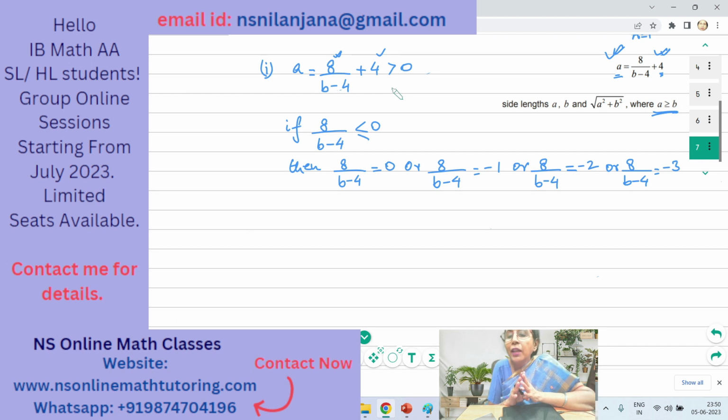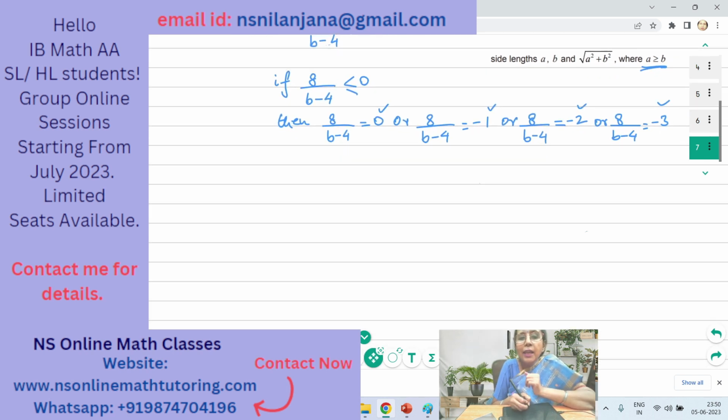But we cannot have 8 over (B minus 4) equal to negative 4. Because if 8 over (B minus 4) is equal to negative 4, then negative 4 plus 4 will be giving a 0 value for A, which is not valid. A cannot have a value of 0. If 8 over (B minus 4) is equal to negative 5, then 4 minus 5 will be negative 1. A cannot be a negative number. So, 8 over (B minus 4) can have a value of 0 or negative 1 or negative 2 or negative 3 or positive numbers. Okay.